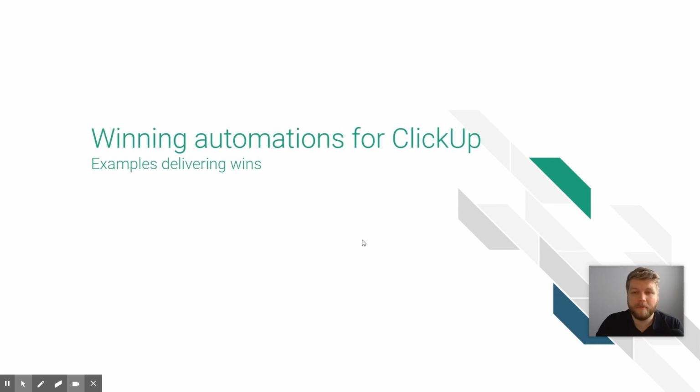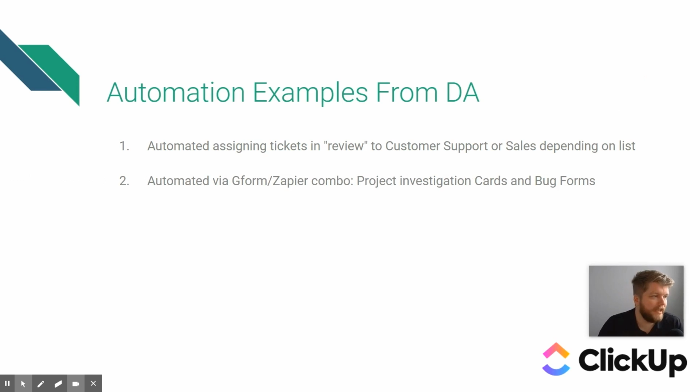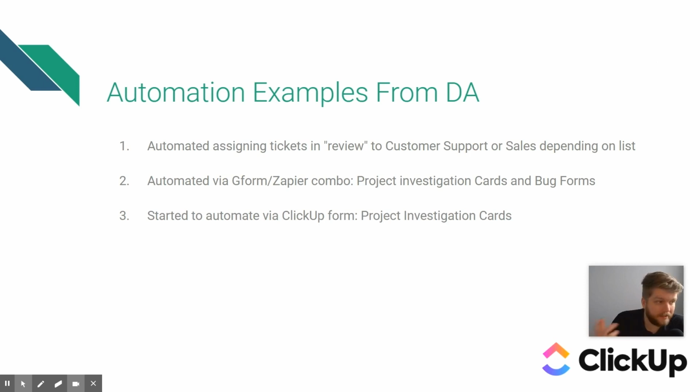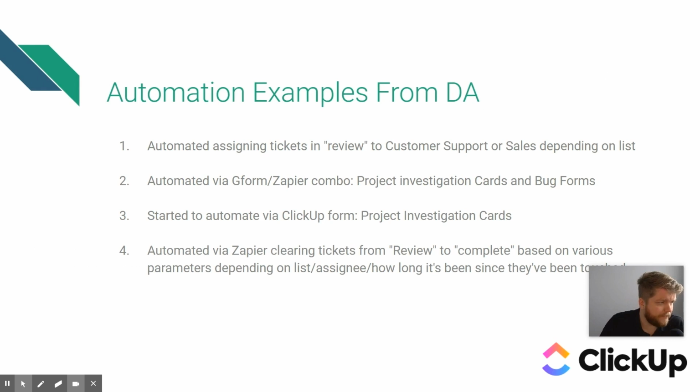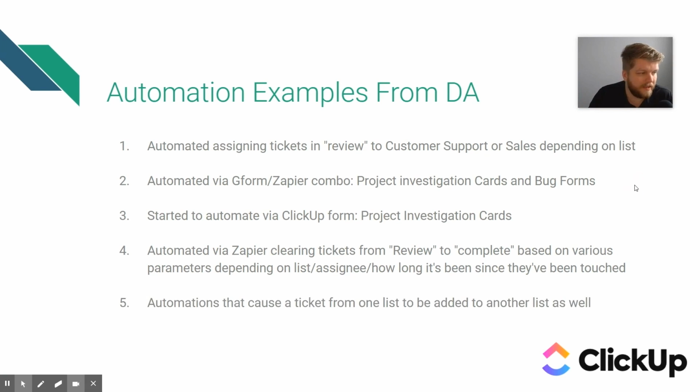All right, so let's talk about some of our winning automations that we've done before that have been really, really powerful. These are examples of things that we've done. Automating the assigning of a specific task that goes into review to our customer service or sales team based on what's coming in. Automating via a Google form and Zapier. We have a Google form where we do all of our project cards or our bug forms. We've also started to automate using some of the ClickUp functions, project investigation forms. We are also looking at how to take things from review to complete based on various parameters for the list or the assignee, to automate and push things around inside there. And we have a cause for the tickets, so we can add new people to the ticket based on what's happening. Those are some of the things we're doing.